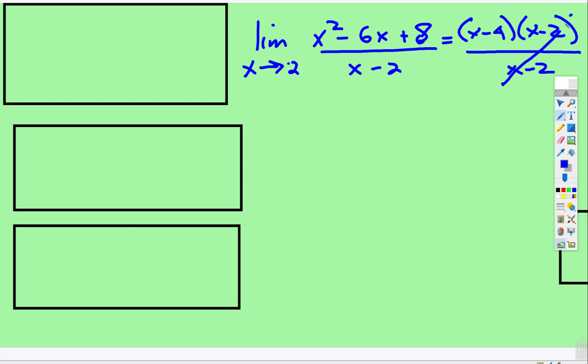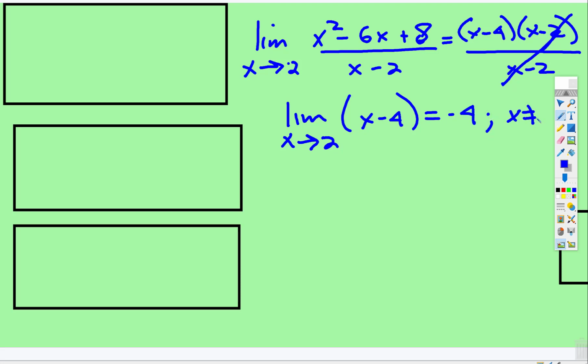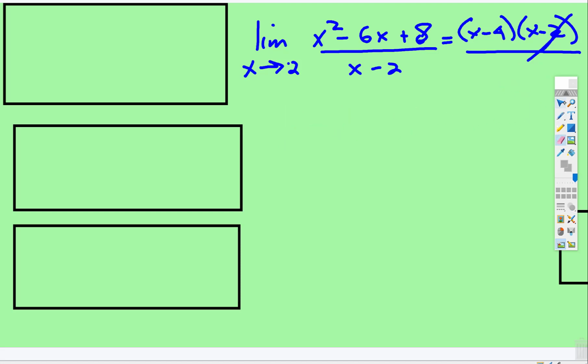Well, those cancel now. So now you would then write the limit as x approaches 2, x subtract 4, and now you can substitute: 2 subtract 4 is -4. And you might also want to put where x cannot equal 2, just to let your professor know, hey, I know that's a rational function. I know there'll be an asymptote at 2. That's just a good idea to do.